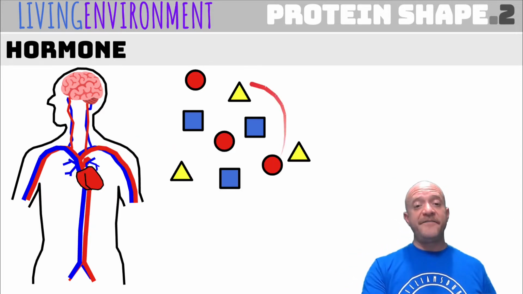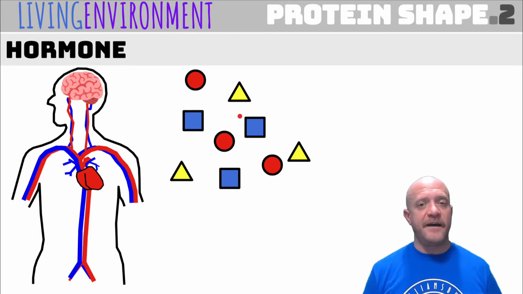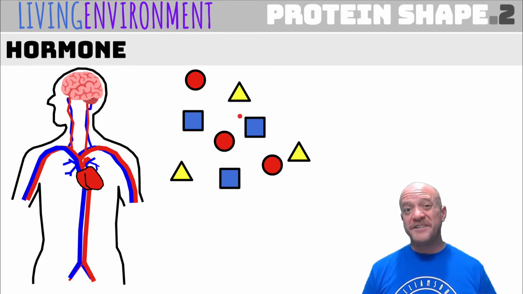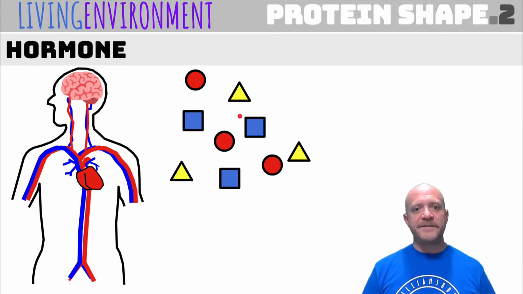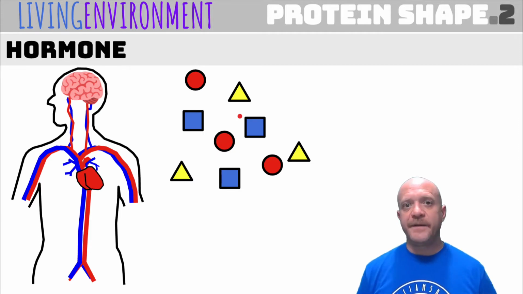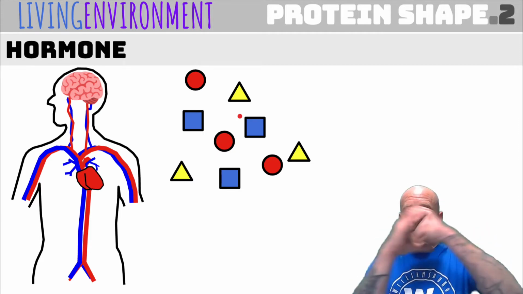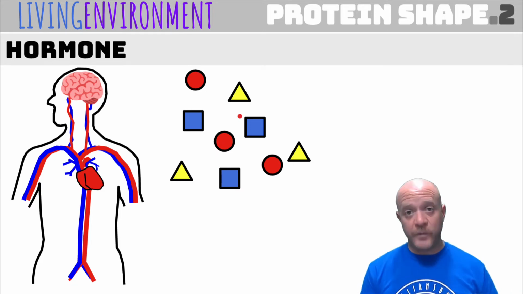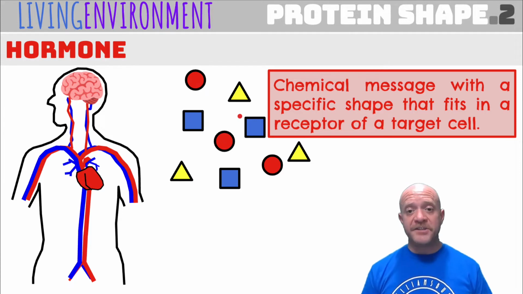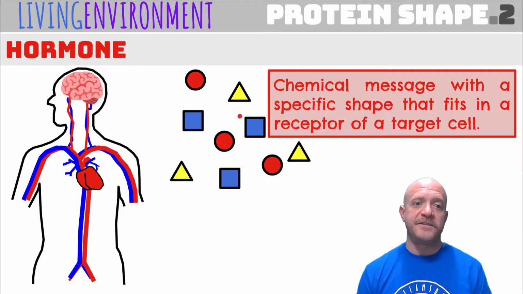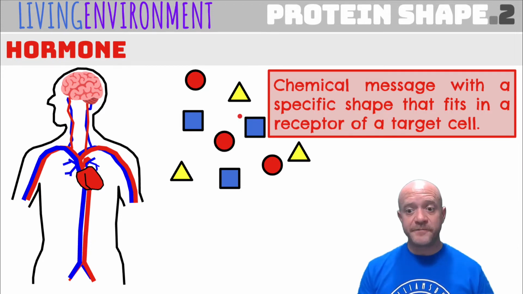And this is obviously very simplified, but when you see it drawn on a Regents exam or any practice problem, they might show some real basic shapes because the shapes have to match. And again, just like a neurotransmitter fits into the receptor, the hormone also fits into the receptor as well. But a hormone is literally just a chemical message with a specific shape that fits in the receptor of a target cell. And the target cell is the cell that it wants to basically send the message to.